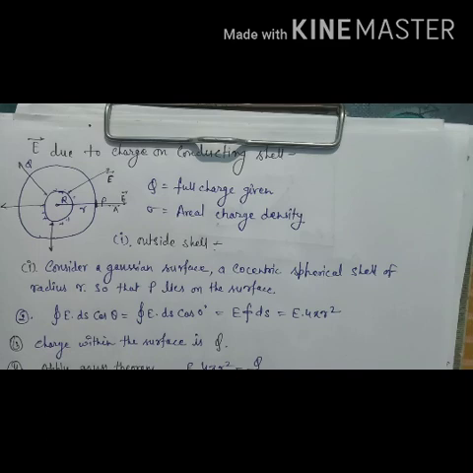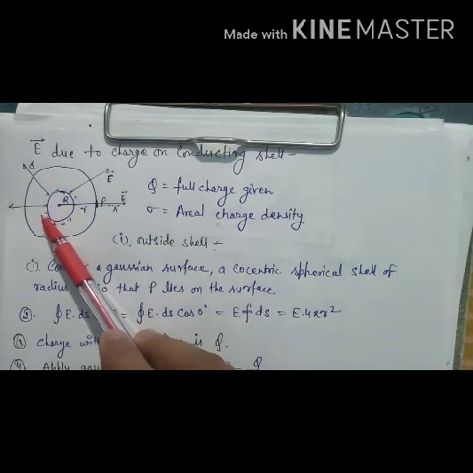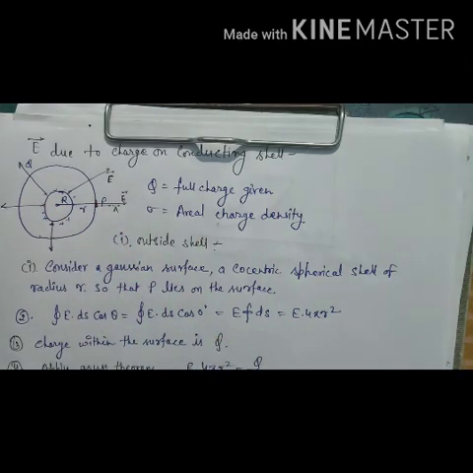This distribution is known as areal charge density, and we take sigma here. Why is it an areal charge distribution? We know that charge per unit area is the areal charge distribution.